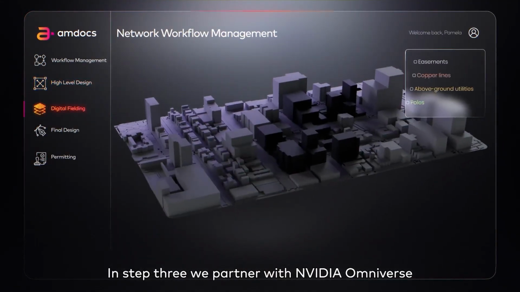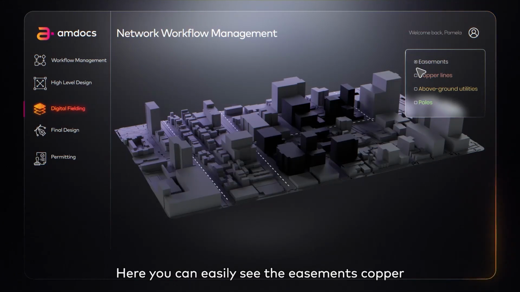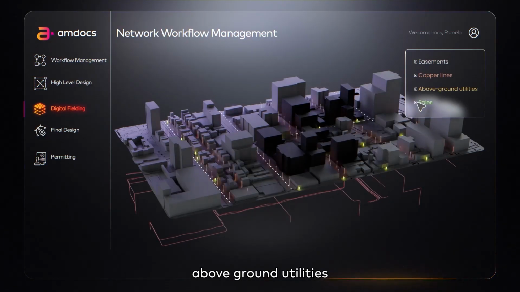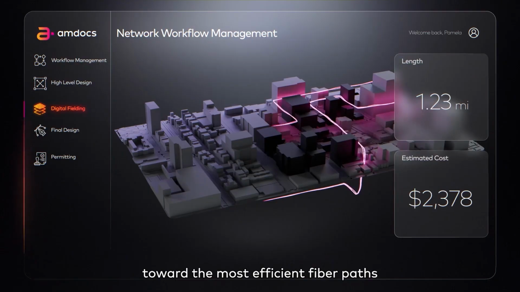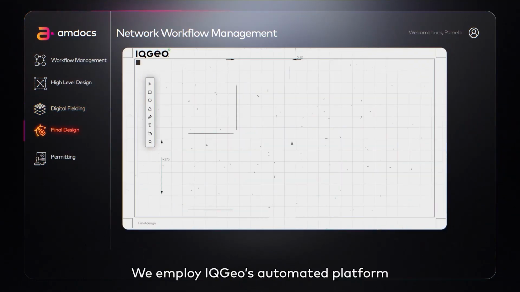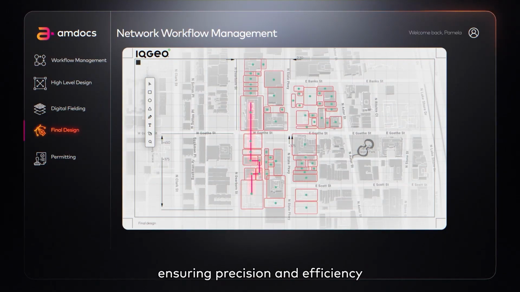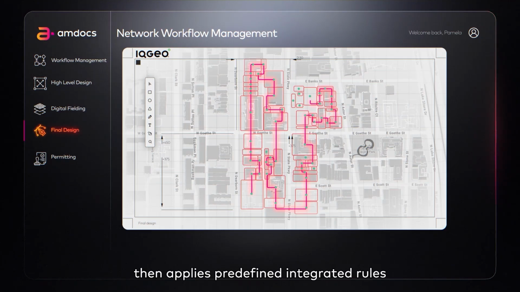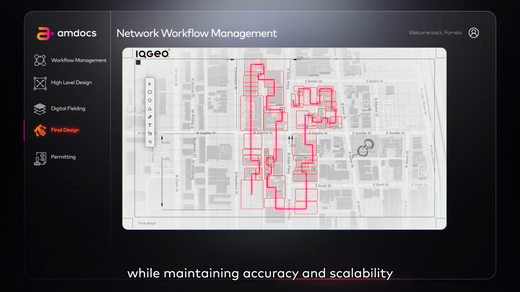In step 3, we partner with NVIDIA Omniverse to identify existing infrastructure to simulate optimal pathways. Here, you can easily see the easements, copper, above-ground utilities, poles, and their attributes. The system then analyzes infrastructure conditions and environmental obstacles to guide engineers toward the most efficient fiber paths. In step 4, we employ IQGeo's automated platform to create the low-level fiber network designs, ensuring precision and efficiency. The system then applies predefined integrated rules to streamline design activities while maintaining accuracy and scalability.